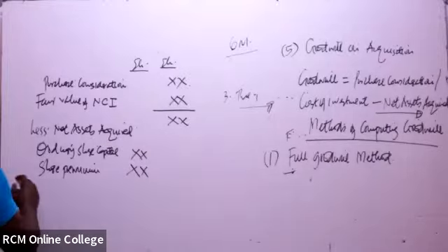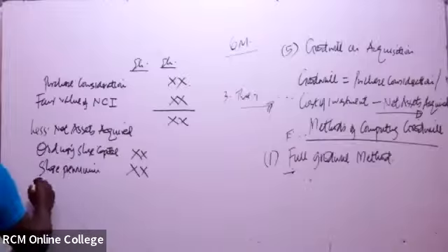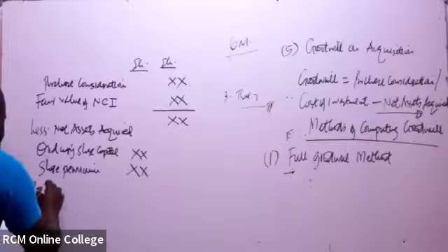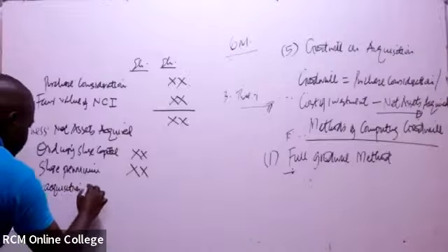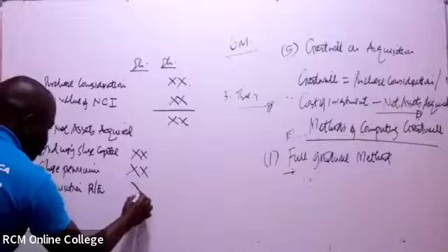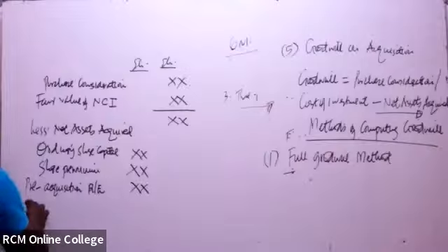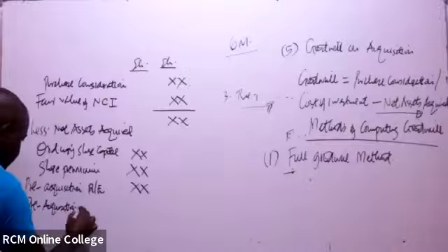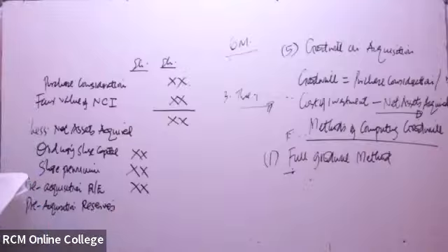Then these ones will not actually be there, but you'll have to consider them. So you'll have pre-acquisition retained earnings. You'll have to put them there. Then you have pre-acquisition reserves.